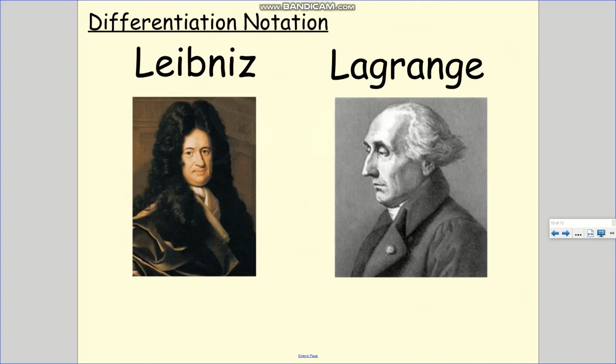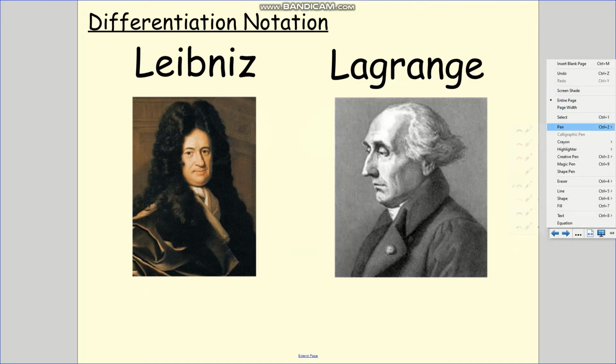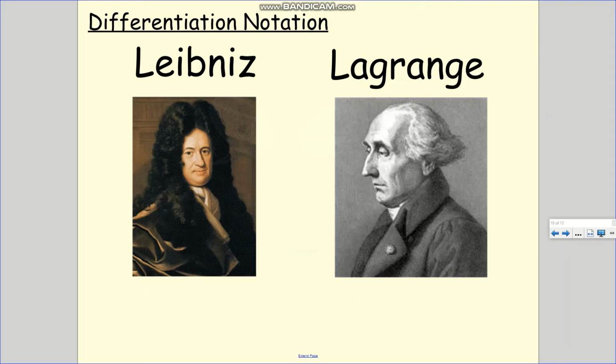Okay, so we're moving on to another topic in differentiation. But first I want to talk about a couple of different types of notation. There are two very influential mathematicians who impacted the work in terms of notation around differentiation.